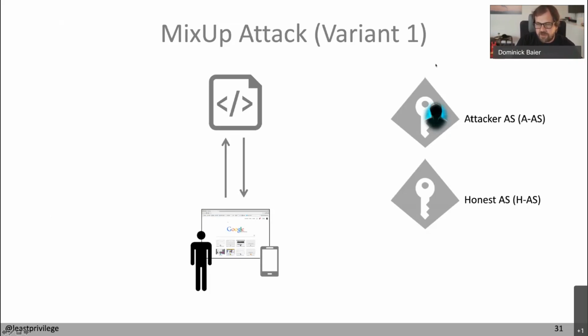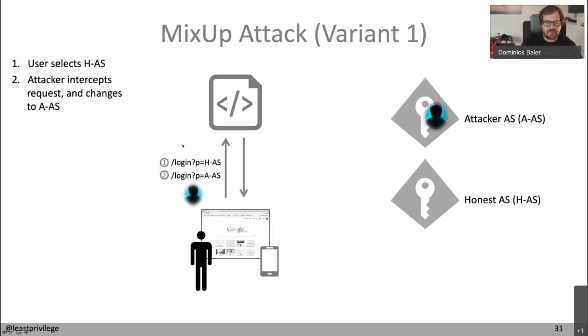So for the purpose of this illustration, we have two authorization servers. One is the honest AS and one is the attacker AS. So imagine the user selects the honest AS to log in. And now this variant of this attack has one assumption, namely that the attacker is able to manipulate the HTTP traffic. Maybe it's a browser extension, maybe it's something in JavaScript, whatever. But basically the point is that the attacker is able to, on the fly, change the selection from the honest AS to the attacker AS.